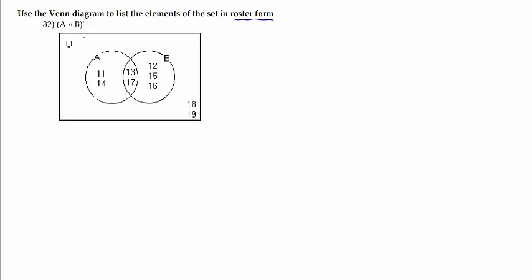If I were to look at A intersect B, that would be this piece right here. So what is everything not in A intersect B? If I say, I don't want these, what am I left with? I've got 11, 14, and I've got 12, 15, 16, but I've also got 18 and 19. You want to include everything in the universe except those elements that are in the intersection.